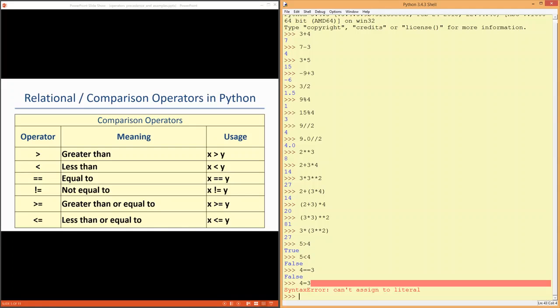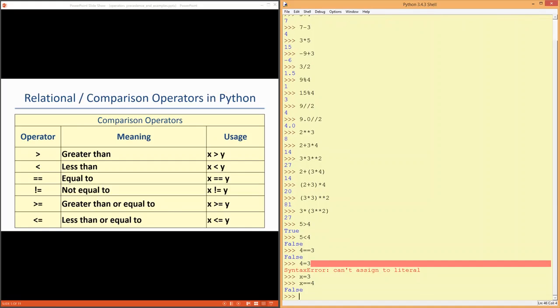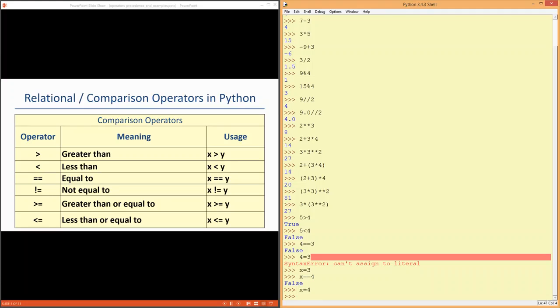What makes matters worse, programmers used to say, for example, something like this: x = 3. And then a few lines later try to ask if x is equal to 4 or not. So rather than using two equal signs, which means I'm asking, is x equal to 4, and the answer, of course, is false, they make a mistake and write x = 4. Now guess what happens? The value of x, which they think is 3, becomes 4.